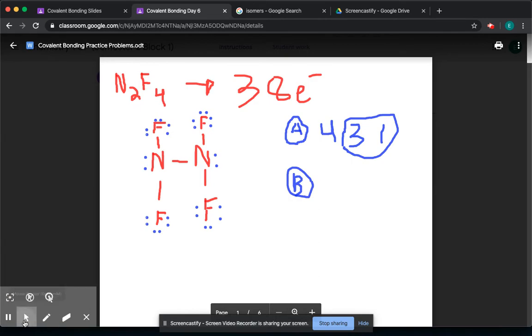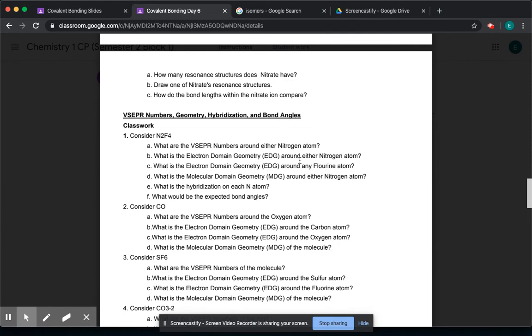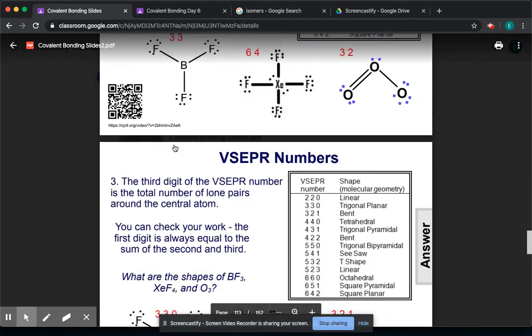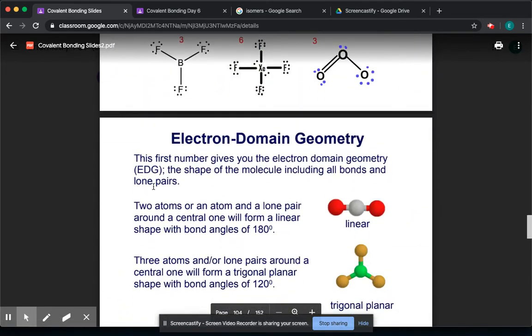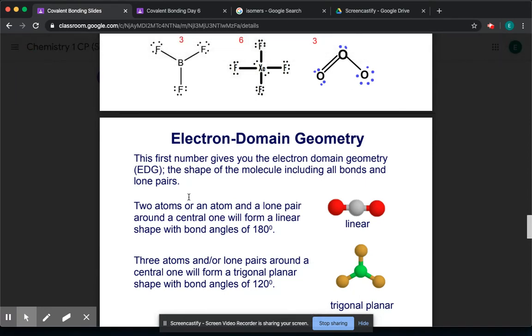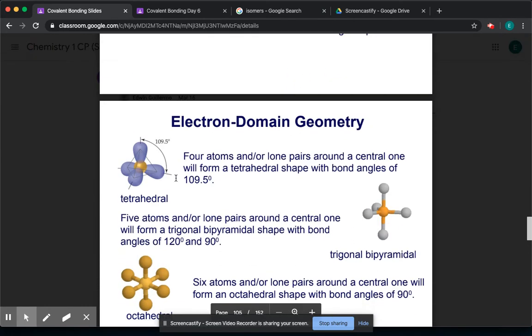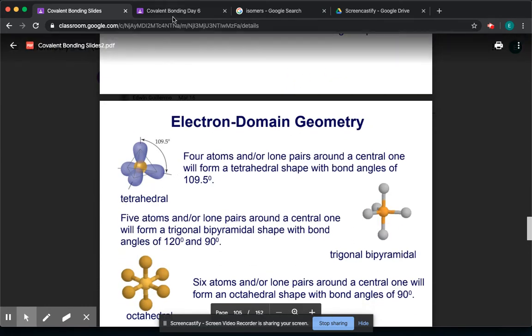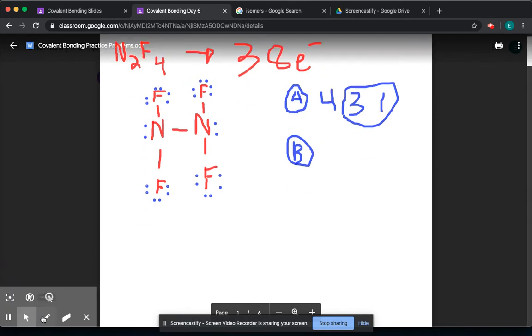B asks us for the EDG around either nitrogen atom. So remember, EDG, electron domain geometry, comes from just the first number. And you guys can reference the slides. I don't expect you to memorize this. The EDG, if it's 4, would be tetrahedral. We're asked for the EDG of nitrogen, and the next one's going to ask us for the EDG of fluorine. So let's do the nitrogen real quick. So this would be tetrahedral.